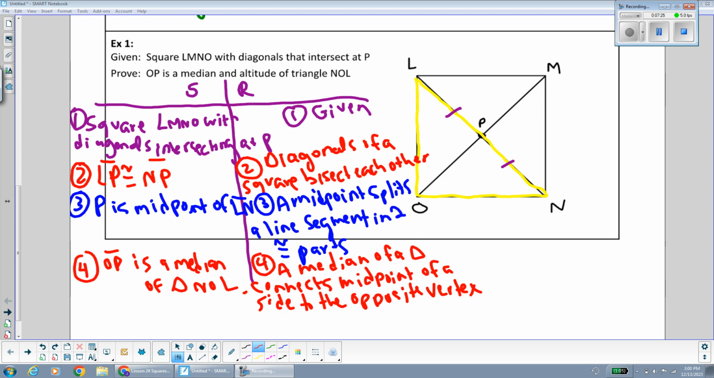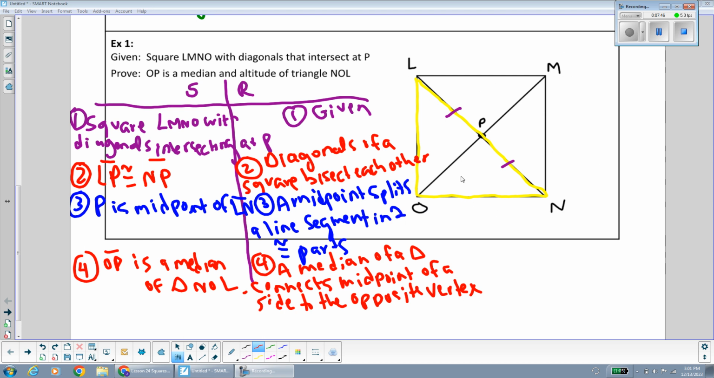Feel free to pause the video here to take a look at the written up proof, because I am going to move on to the next part of the proof statement now. Now we also have to prove that OP is an altitude of triangle NOL. An altitude is just a perpendicular line to a side of the triangle that passes through the opposite vertex.